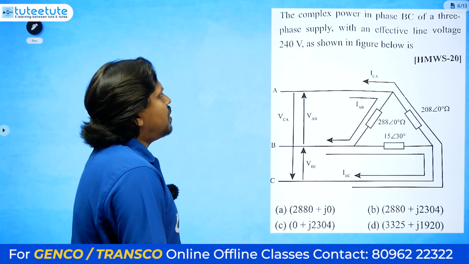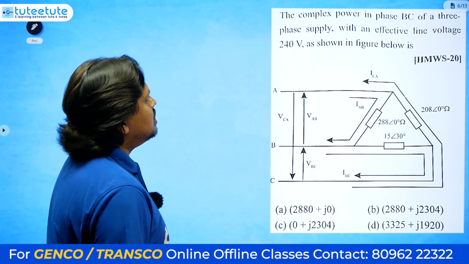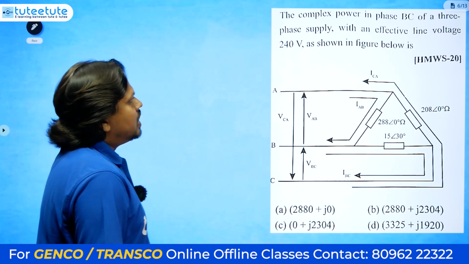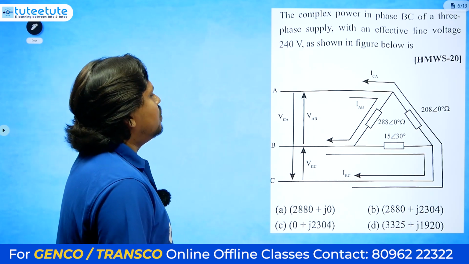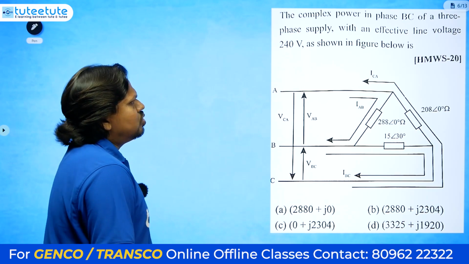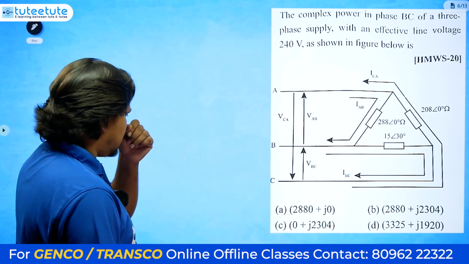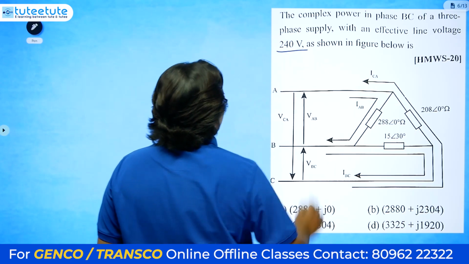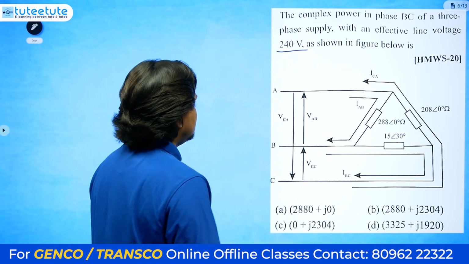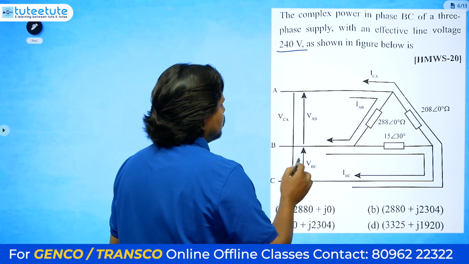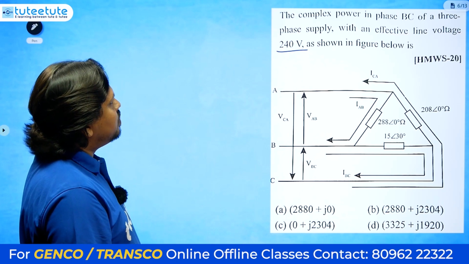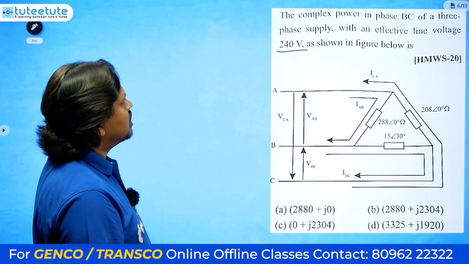So the complex power in phase BC of a three phase supply with an effective line voltage 240 volt, as shown in the figure below. This is also one of the previous year questions. The effective line voltage is 240 volts, they have mentioned. So this is 240 volt, 240 volt, 240 volt, but this is three phase, right? We need to understand whether it is balanced or unbalanced.